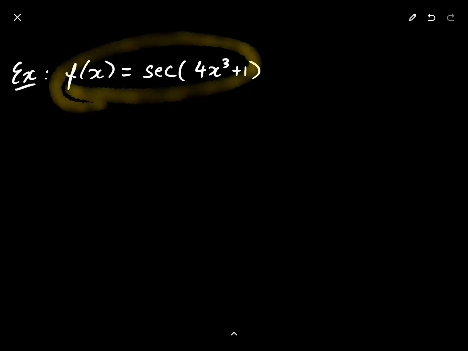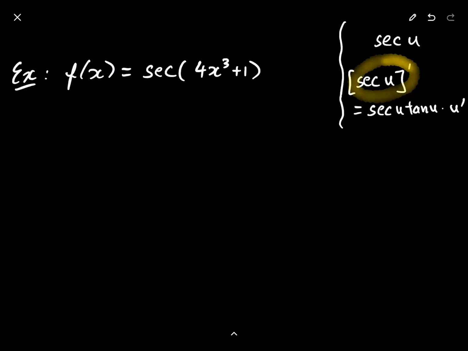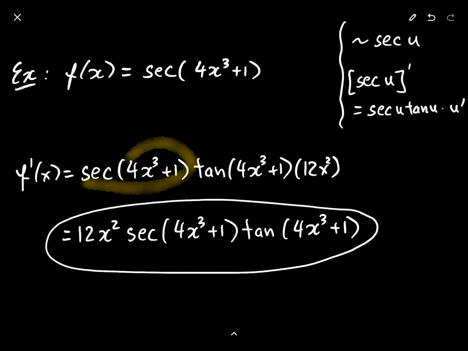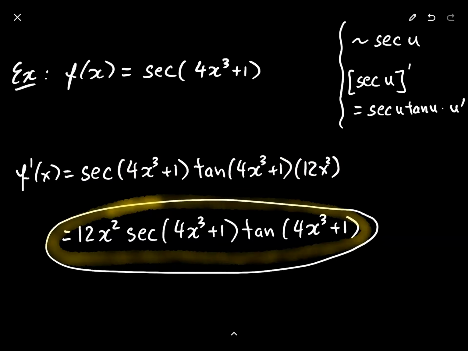Next we have the function secant of 4x cubed plus 1. Since it's not just secant x, it's secant of something else, we will use the chain rule and take the derivative of secant u. The derivative of secant u is secant u tan u times u prime. So here the derivative is secant u tan u times the derivative of the u. The derivative of 4x cubed plus 1 is 12x squared, and then we can just rewrite it with 12x squared in the front. So the derivative is 12x squared secant of 4x cubed plus 1 times tangent of 4x cubed plus 1.